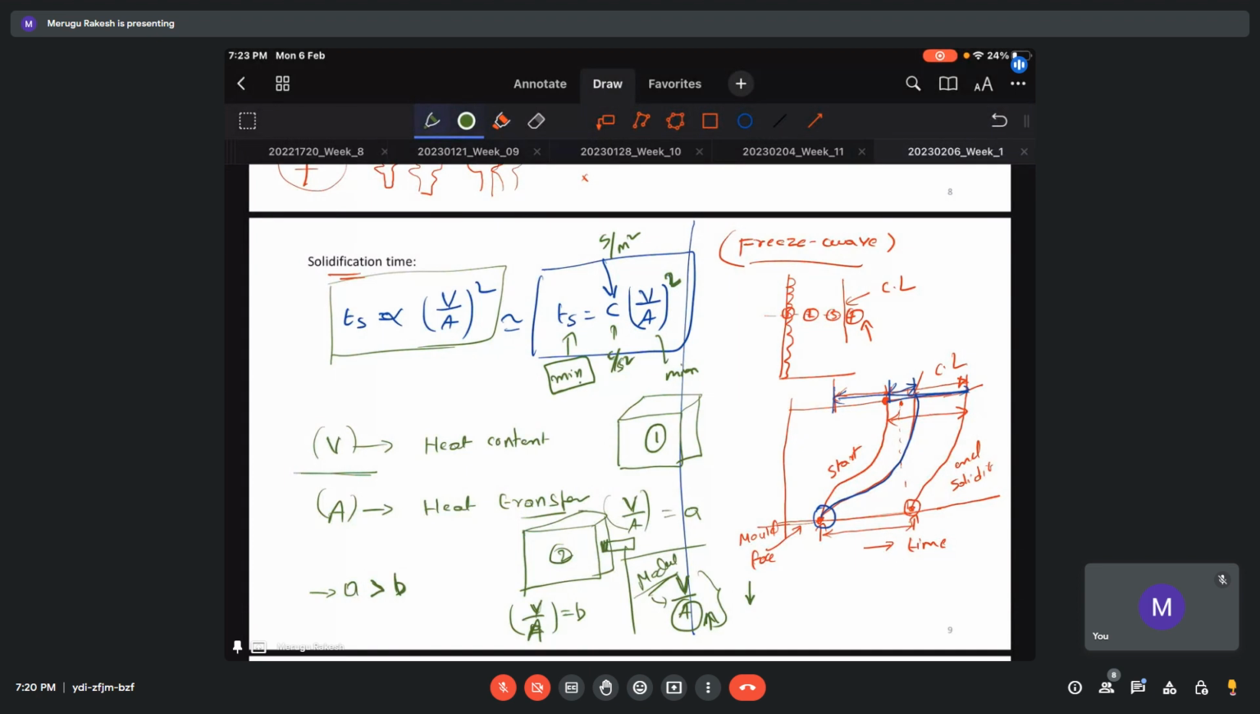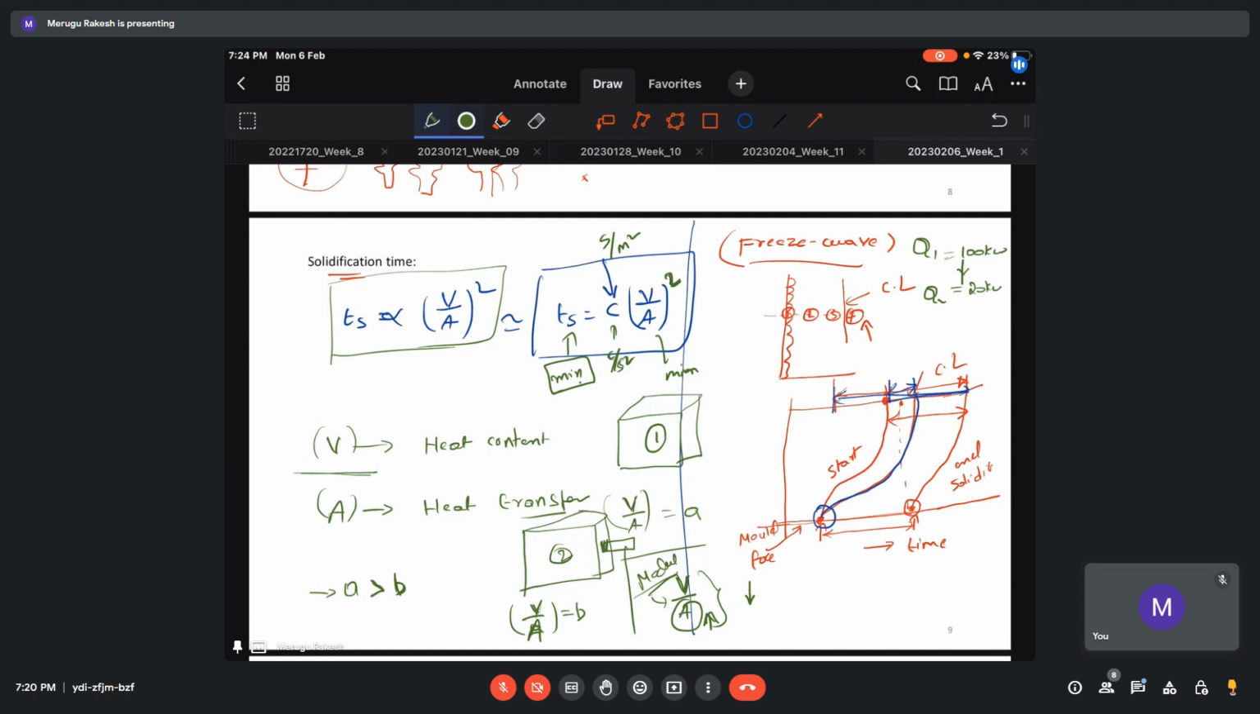Calculating solidification time is mostly a heat transfer problem. Suppose I have two quantities, Q1 of 100 kilowatt energy and Q2 of 20 kilowatt. If I want to calculate how much time a block takes to go from 100 kilowatt to 20 kilowatt, I should take the values of both volume and surface area. That is what I want to convey from this simple solidification time experiment.